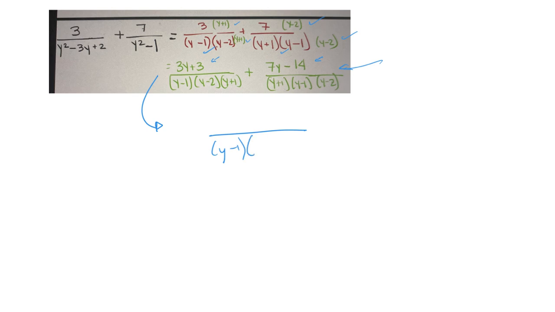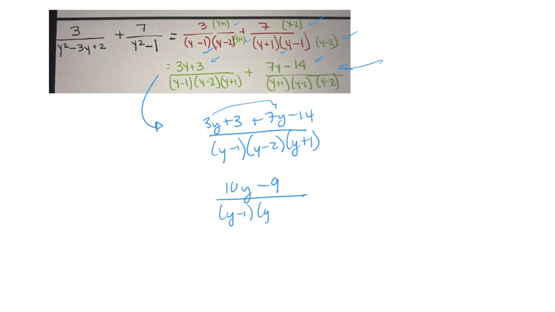So y minus 1, y minus 2, y plus 1. And then just write what you have on top. 3y plus 3 plus 7y minus 14. Then collect like terms on the top. So 3y and 7y would be 10y. 3 minus 14 is negative 9 over my common denominator.